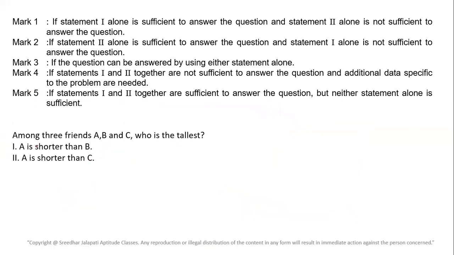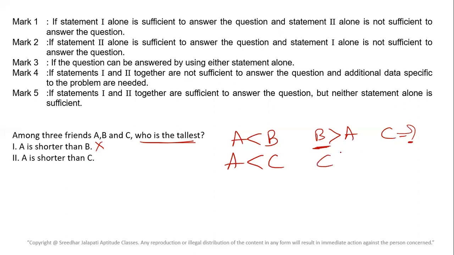Next, let's move to the second example. Again, same. Among three friends A, B, C, who is the tallest? First, A is shorter than B. If A is shorter than B, then obviously B is taller than A, but I cannot say B is tallest because I do not know anything about C. In the first statement, nothing is said about C. So therefore 1 alone is not sufficient. Next, 2: A is shorter than C. When A is shorter than C, obviously C is taller than A, but to say C is tallest, I should know about B also, which is not given.